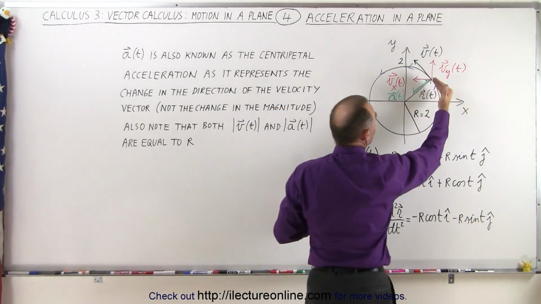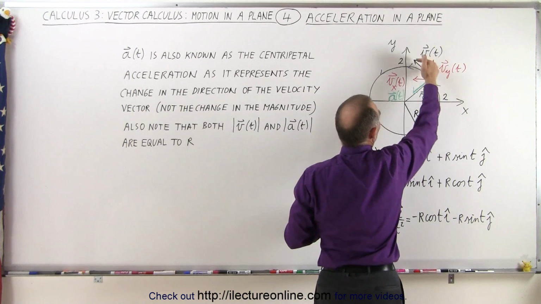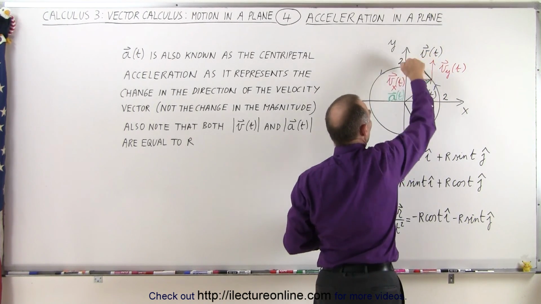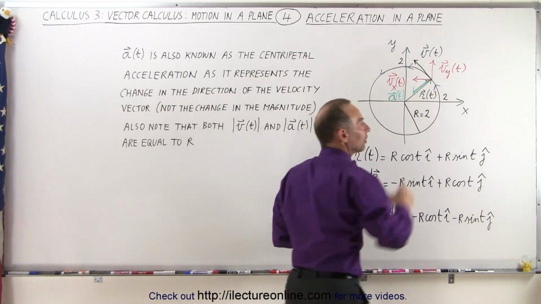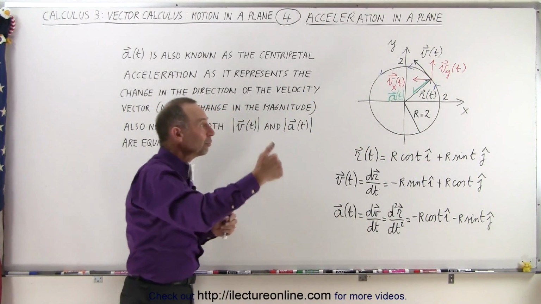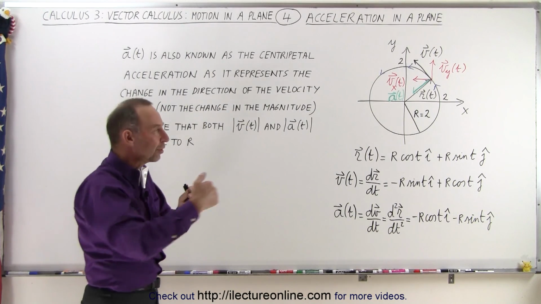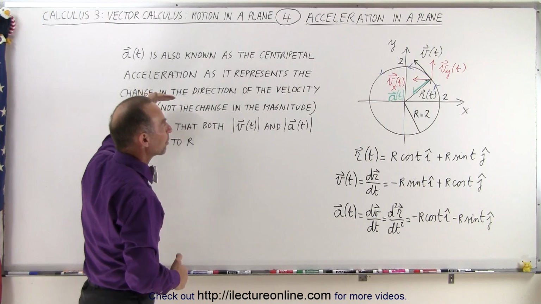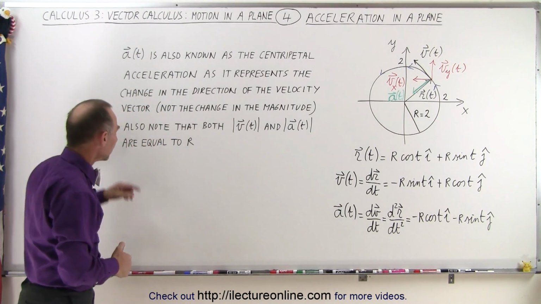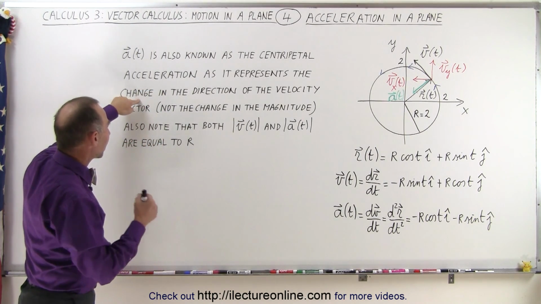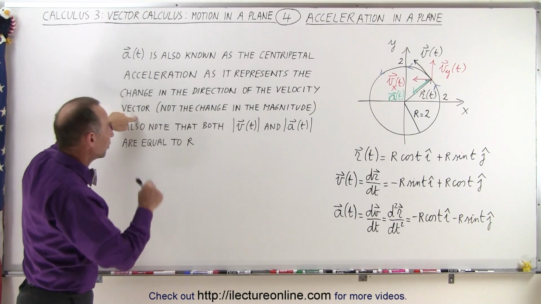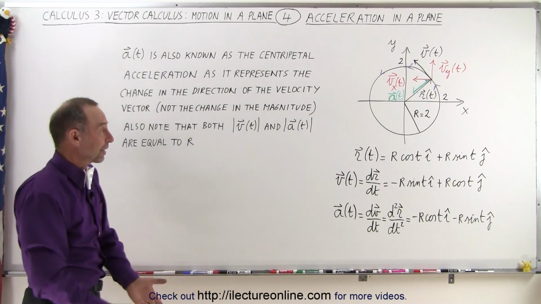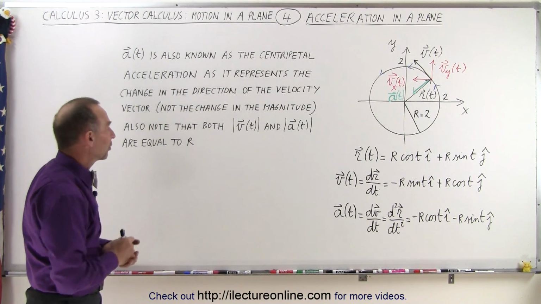If the velocity is constant, the only thing that changes about the velocity vector is its direction. And the change in direction will always point towards the center of the circle. Therefore, the acceleration vector in this case is what we call center seeking, pointing to the center of the circle, and therefore it represents the centripetal acceleration. Notice it only accounts for the change in the direction of the velocity vector, not the change in its magnitude, because the magnitude of the velocity vector doesn't change since we have a constant velocity.